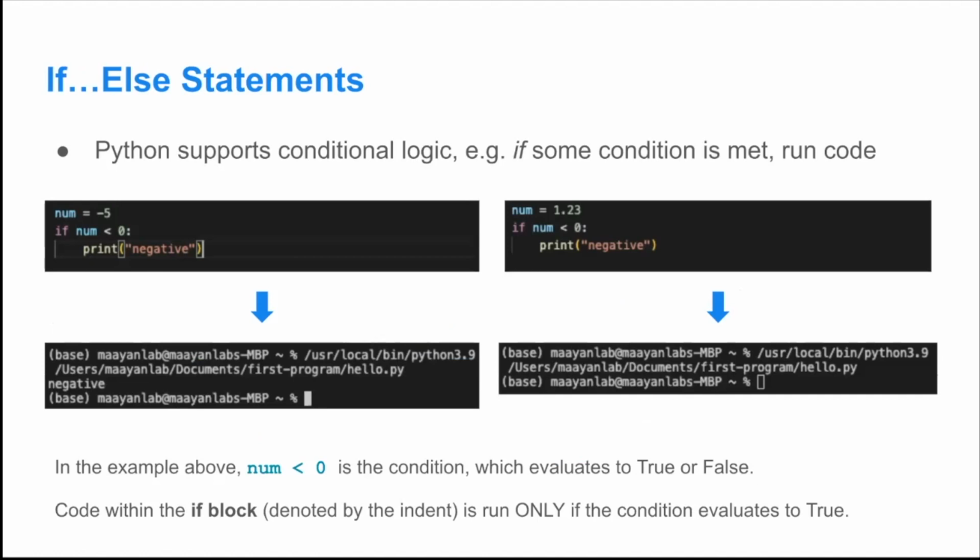So in the example above, num is less than 0 is the condition, and it evaluates to true or false. The condition must always evaluate to either true or false. And if it evaluates to true, only then does the code within the if block run. On the right, if we set num to a positive value, 1.23, the condition evaluates to false, because 1.23 is not less than 0, so we don't print anything because the code underneath the if block is not run at all.